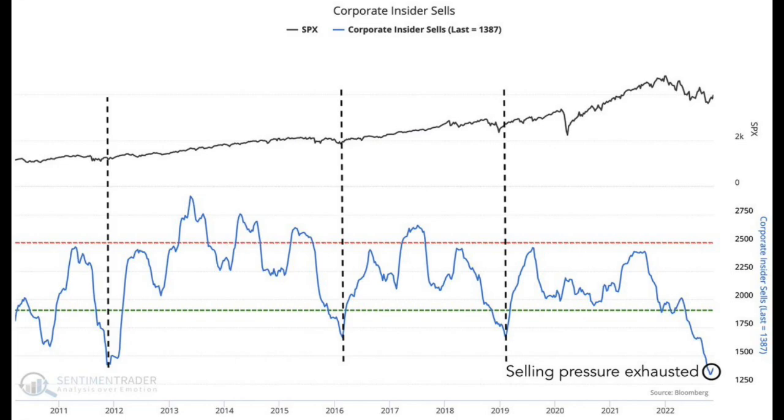This comes from Sentiment Trader. We've seen massive selling from corporate insiders at historic levels. Generally, we are at a bottom when this happens because at this point, it seems like the selling pressure is exhausted, just something to stay on top of.